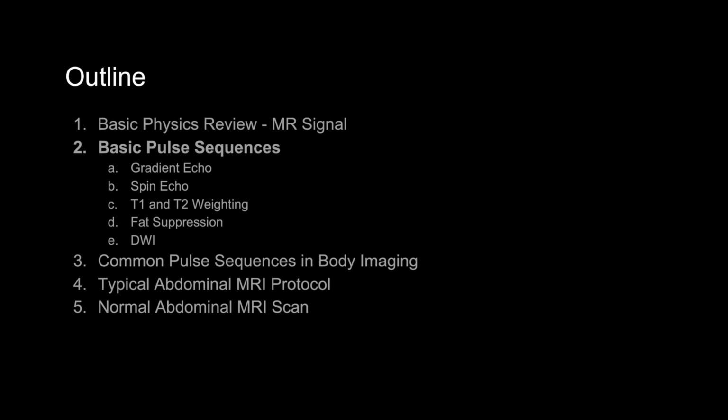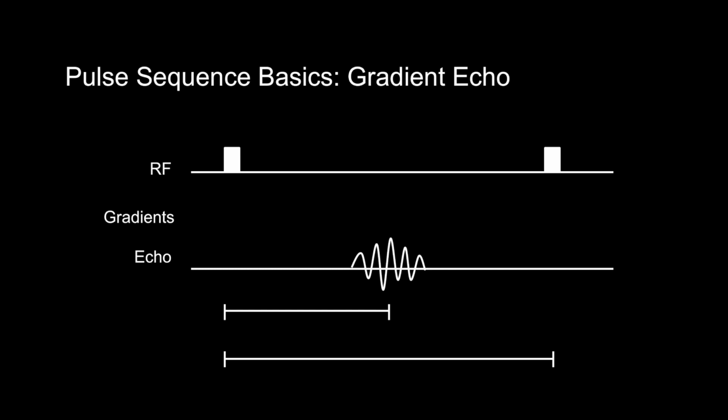Let's move on to a brief primer on pulse sequences. Remember, pulse sequences are essentially precisely timed RF pulses or radio frequency pulses and gradients designed to generate MR signal that can be detected and turned into an image. The parameters of the pulse sequence are what will determine the tissue contrast. For example, whether they're more T1 or T2 weighted.